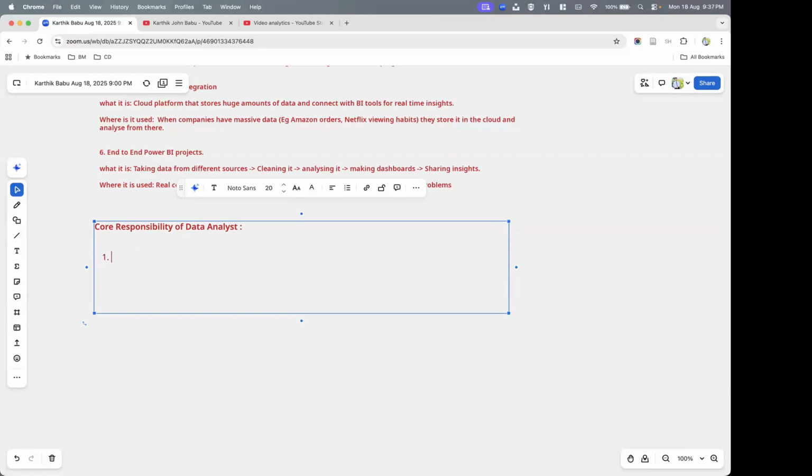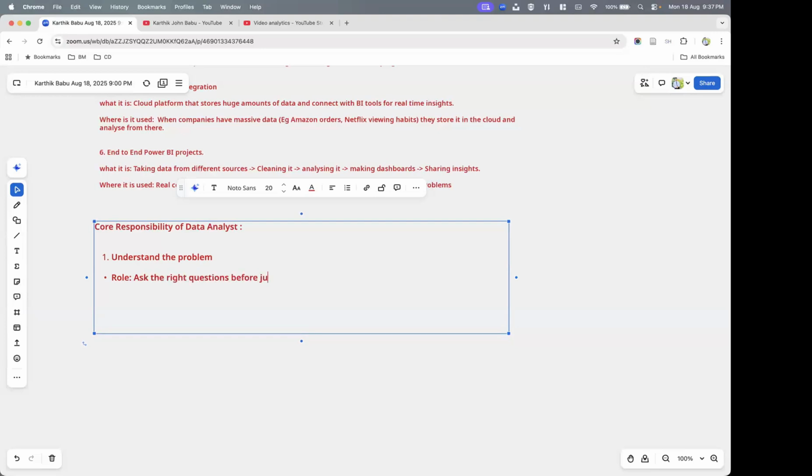The core responsibility of the data analyst is to understand the problem. If you are not able to understand the problem, you will not be able to solve anything. What is this understanding of the problem? You will play a major role in asking the right questions before jumping into the data.